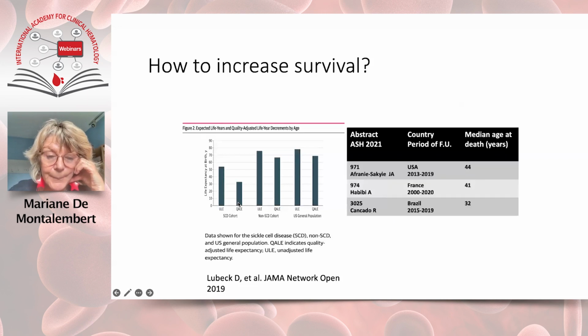Look at those data. These are the median age at death: in the United States, 44; in France, 41; in Brazil, 32. And if we compare the life expectancy of patients with sickle cell disease with patients of the same social category or the general population, it's quite decreased, and the quality of life is totally decreased.